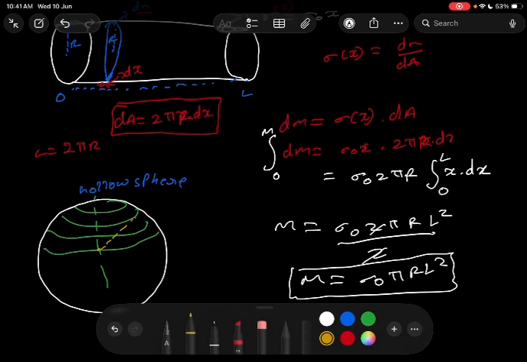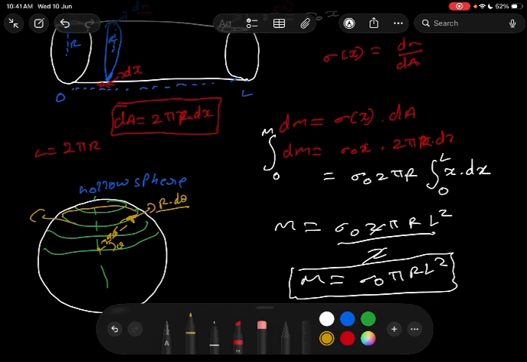Some d theta, some theta. So for this small ring, the length is r into d theta. What do you mean by the length? Not the length, the thickness. The thickness is r into d theta. Then what is the length? Length is basically L equal to r theta.